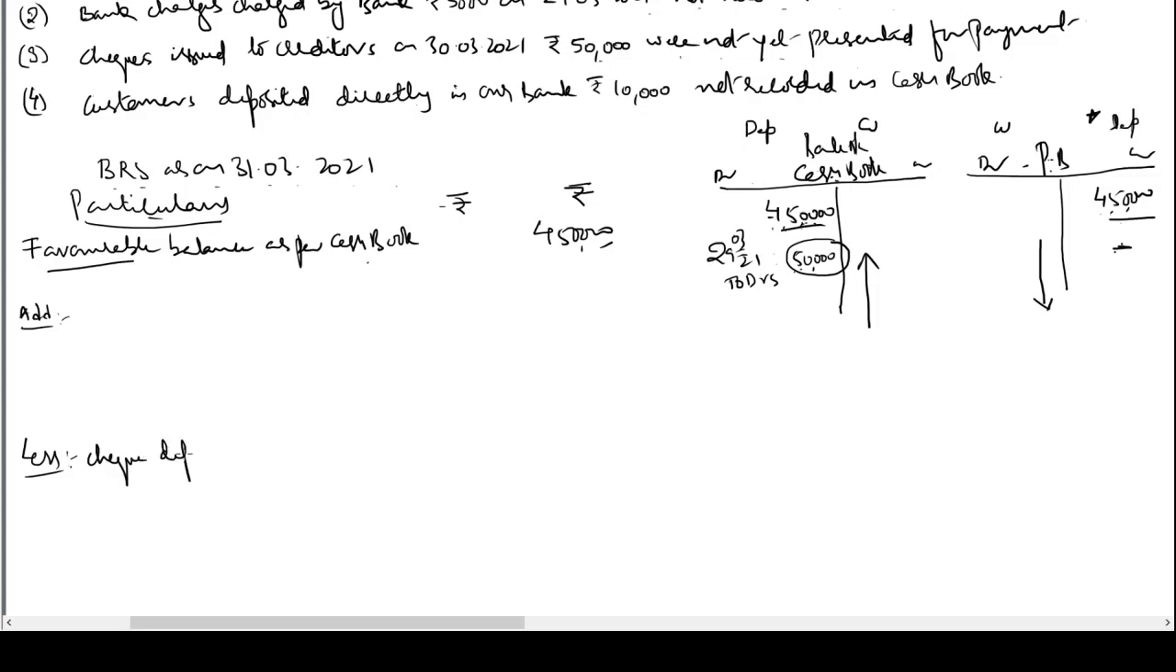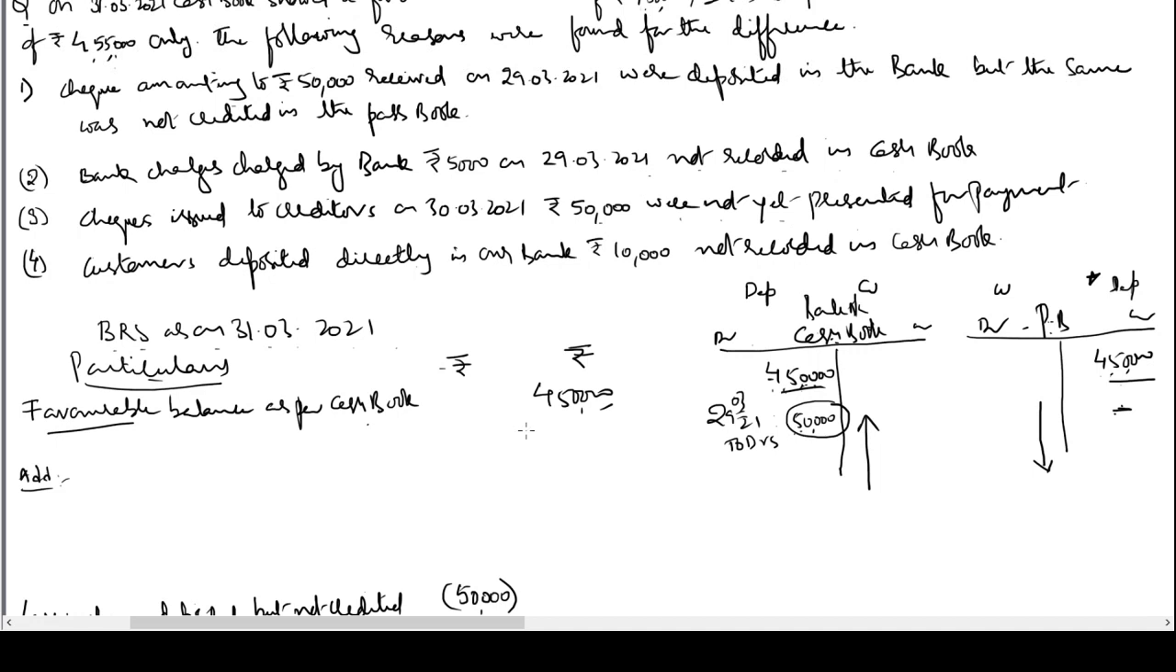Check deposited but not credited. I will show it in less 50,000 rupees. Okay. Next, bank charges charged by the bank, rupees 5,000 on 29th March 21, not recorded in the cash book.